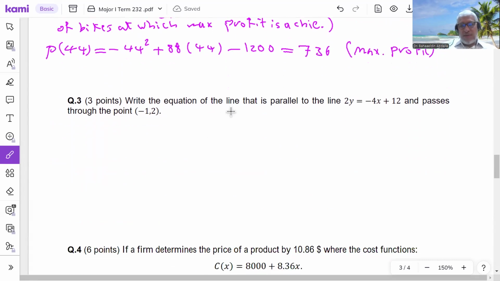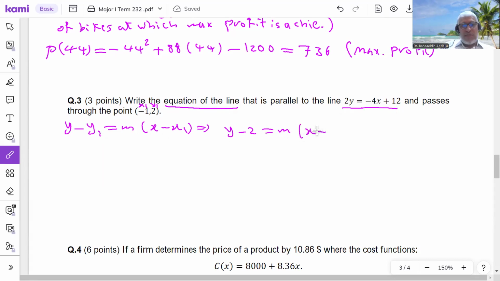Write the equation of the line that's parallel to this line and passes through this point. Well, we know whenever he asks about the equation of the line, the formula is y minus y1 equals m times x minus x1. What is x1 and y1? The point given in the question. So in fact, I can immediately write y minus 2, because y1 is 2, equals m, which is the slope, times x minus x1. The value of x1 is negative 1. Minus negative 1 would be positive 1.